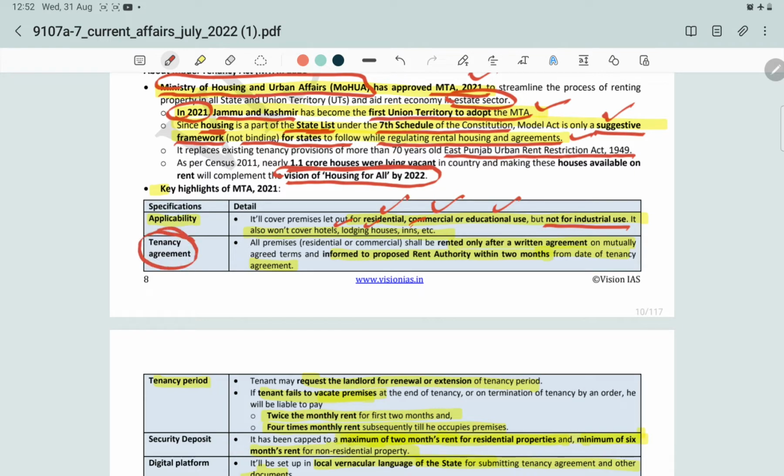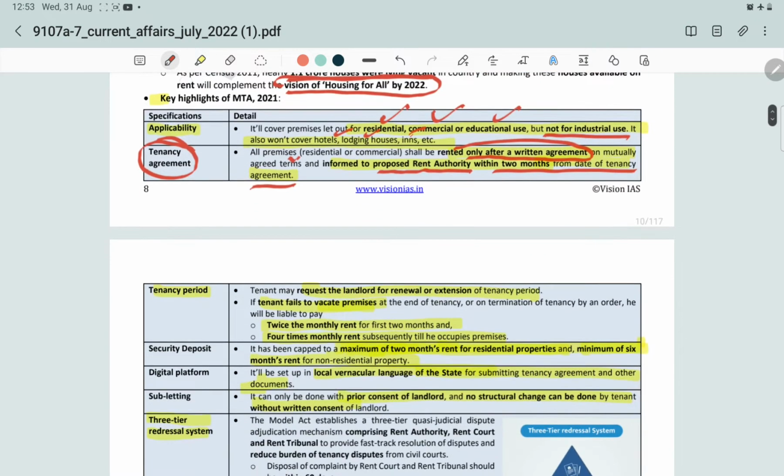What will be the tenancy agreement? All premises, whether residential or commercial, shall be rented only after a written agreement on mutually agreed terms, and this must be informed to the proposed rent authority within 2 months from the date of the tenancy agreement. So there must be a written tenancy agreement.